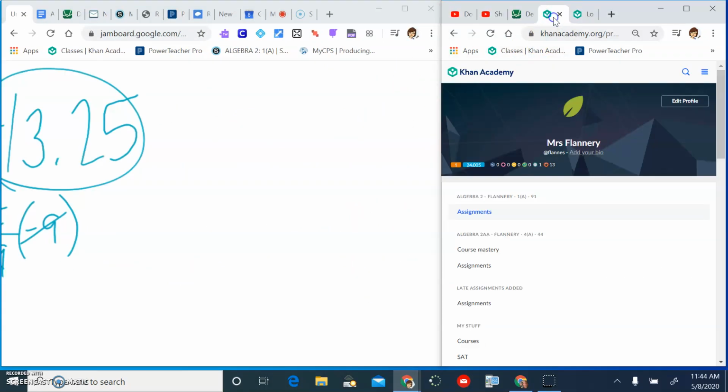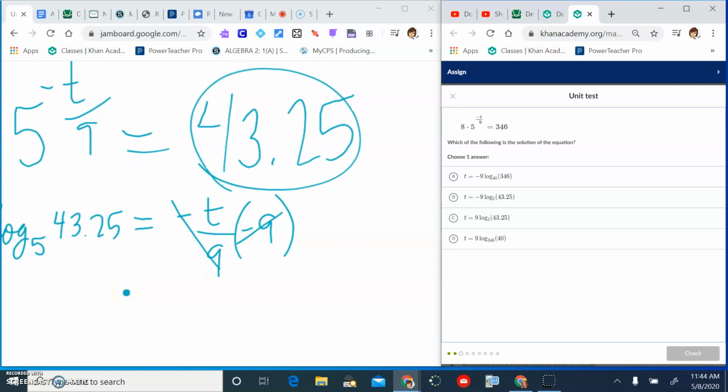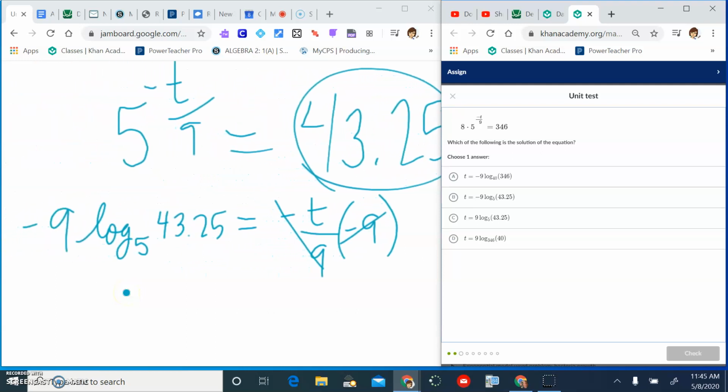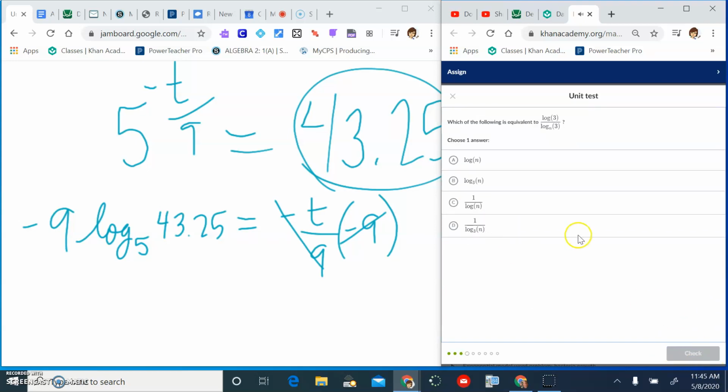Now let me look at how they want the answer. You do not want me to plug it into the calculator. You want me to just tell you the exact answer with the word log in it. So here you go: negative 9 log base 5 of 43.25. Boom, found it. Next.